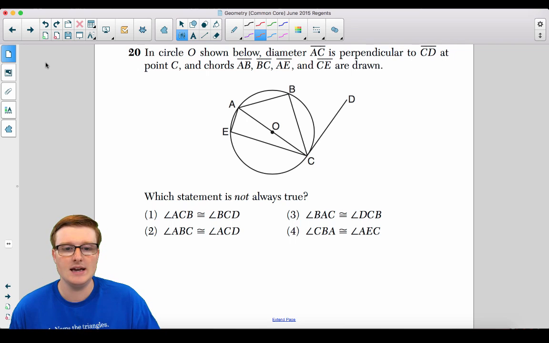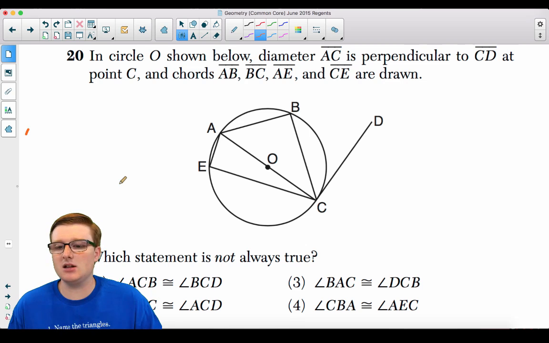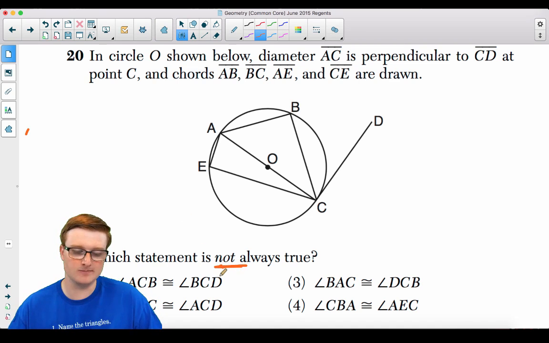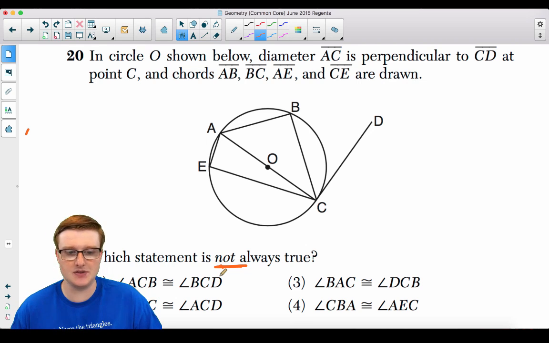All right, number 20. In circle O shown below, diameter EC is perpendicular to CD at point C and chords AB, BC, AE, and CE are drawn. Which statement is not always true? So, you really have to know your circle theorems to get this question right.